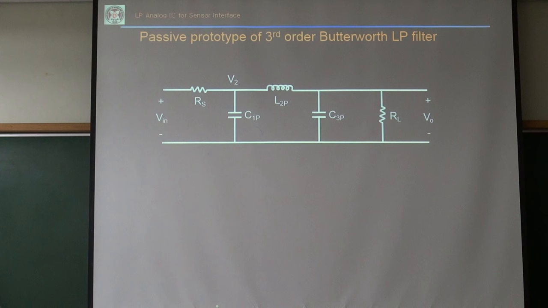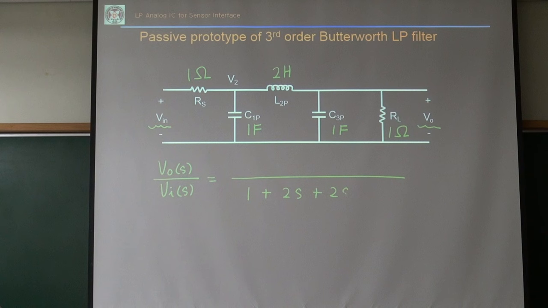So we'll implement GMC filter for the third order Butterworth low pass filter. We start with a passive prototype. You remember, this is input, this is output, the source resistance is 1 ohm, load resistance is 1 ohm, two capacitors are 1 farad, inductor is 2 henry. Then the transfer function will be something like that. Okay, this is my transfer function.